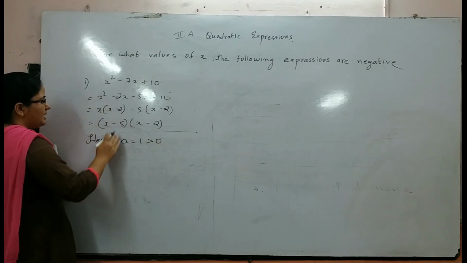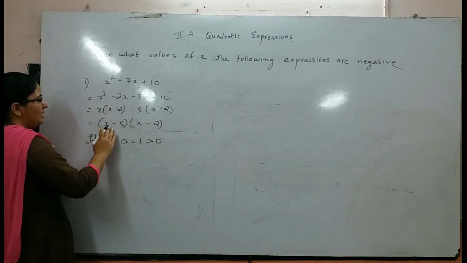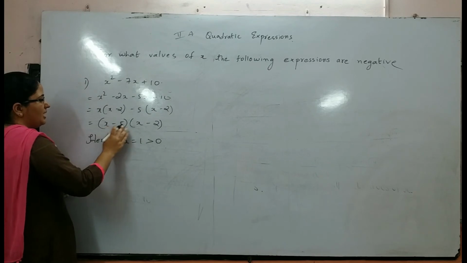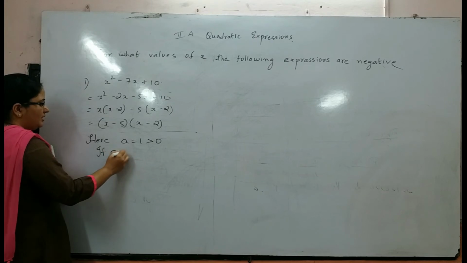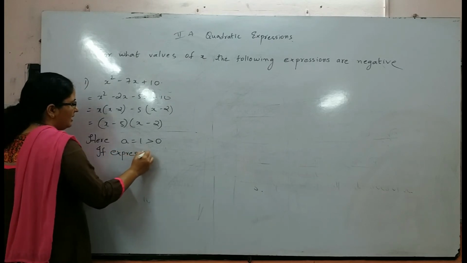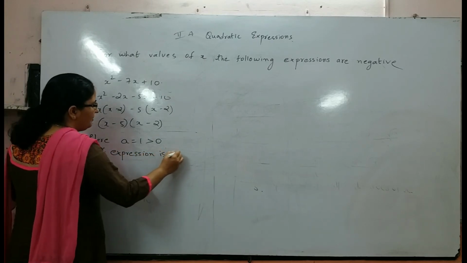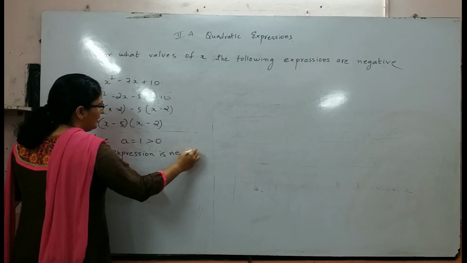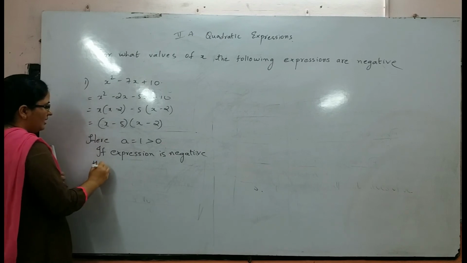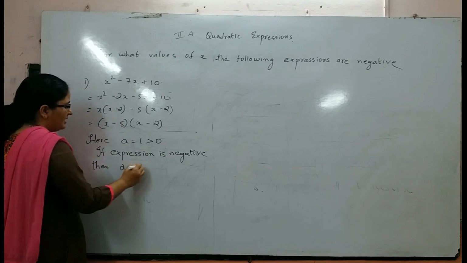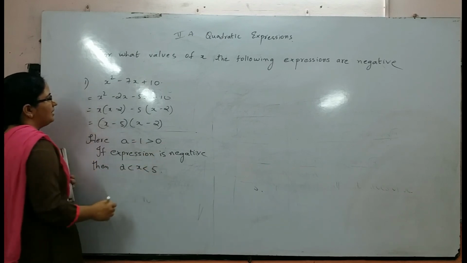If expression is less than 0, then x lies between 2 and 5. If expression is negative, then 2 is less than x less than 5.